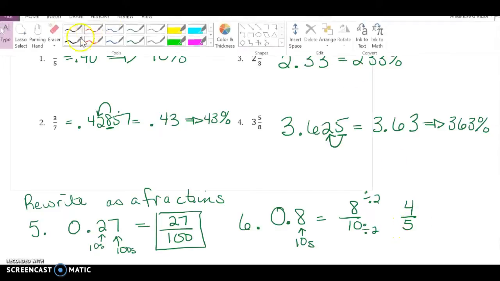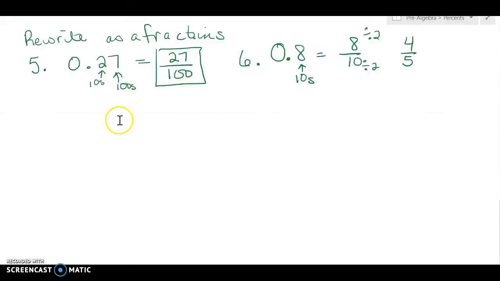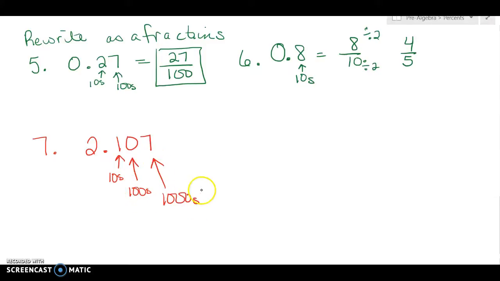The last thing that could happen is, let's just make sure you understand what happens if you have 3 numbers after the decimal. So let's do one more here. Let's say I have 2.107. Well, this is the tens. This one's the hundreds. So this one has to be the thousands. So it's going to be a big 2, the whole number 2, and then 107 over 1,000. And there's nothing that goes into 107 and 1,000, so we're good.